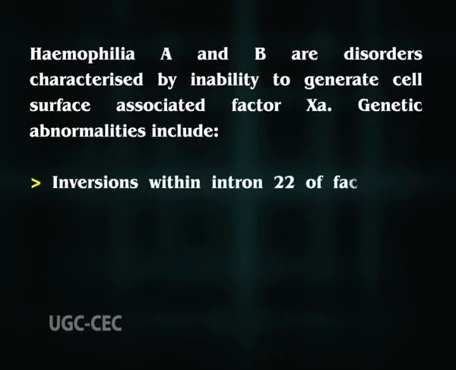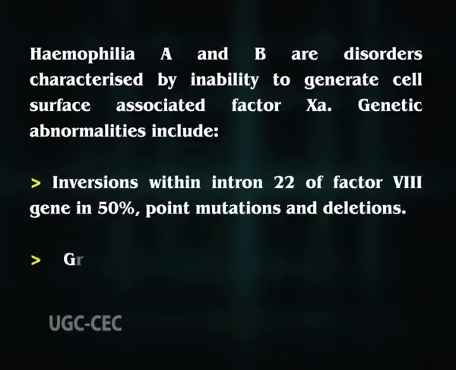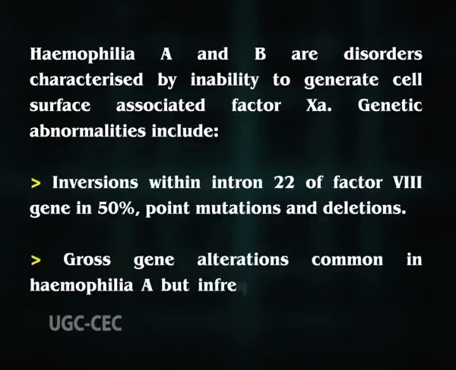Genetic abnormalities include inversion within intron 22 of the factor 8 gene in 50%, point mutations and deletions. Gross gene alteration is common in hemophilia A but infrequent in hemophilia B. This may account for the low frequency of inhibitors in hemophilia B. A third of hemophilia B patients have a dysfunctional molecule.